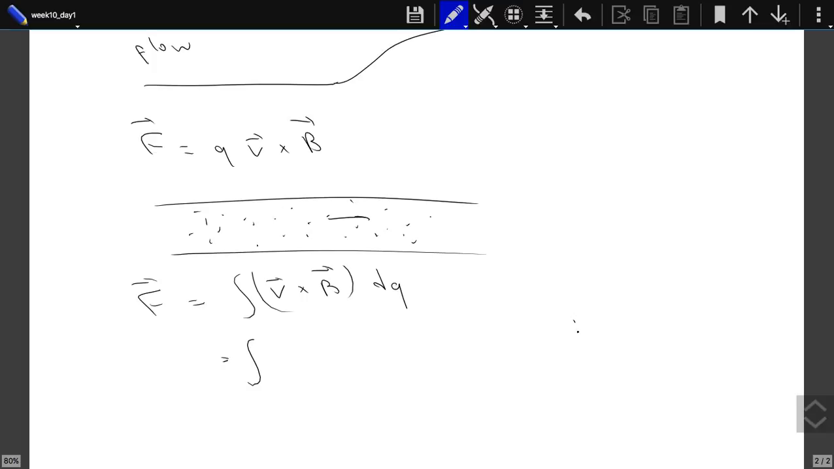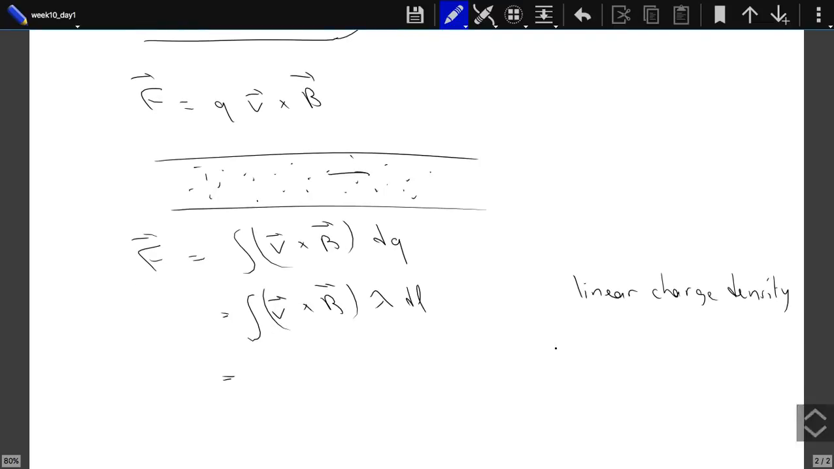But for a linear charge density, dq is nothing but lambda times dl.